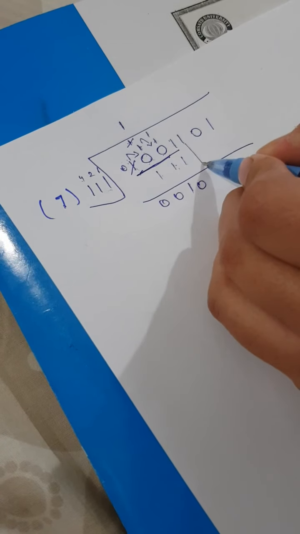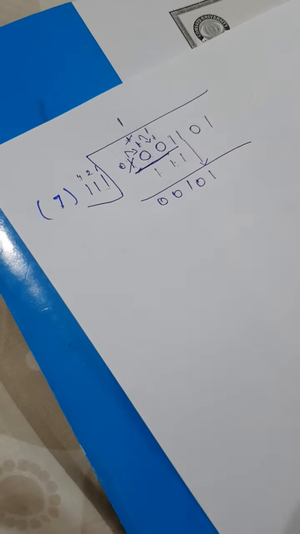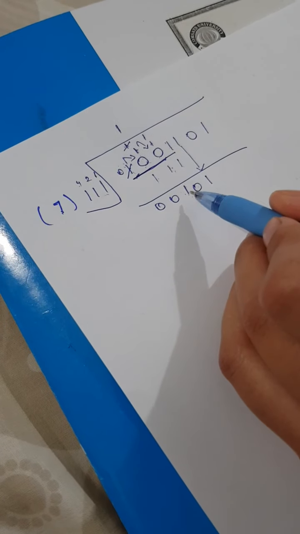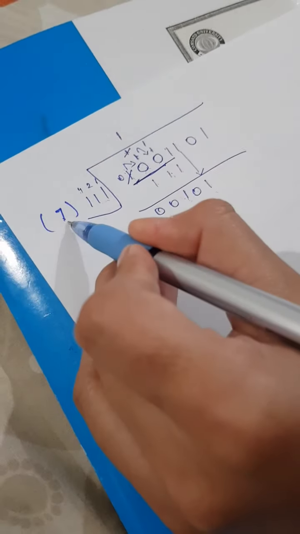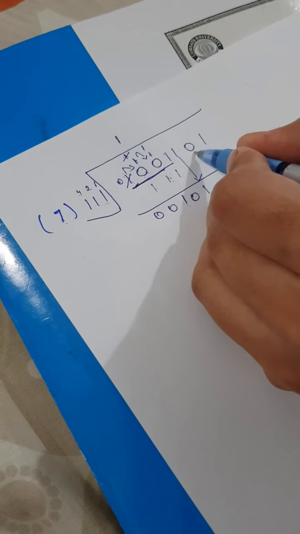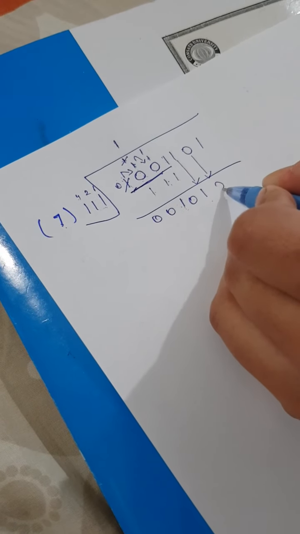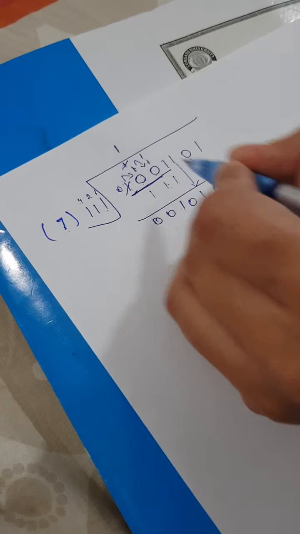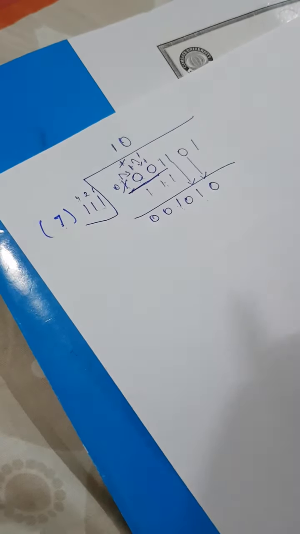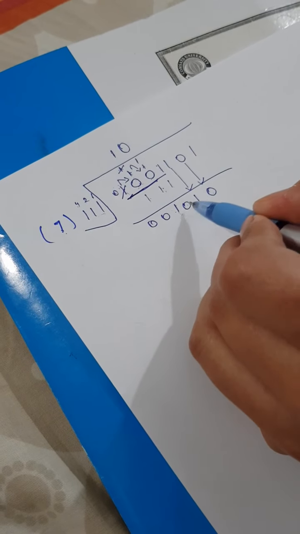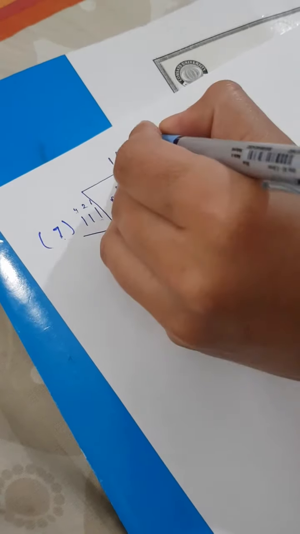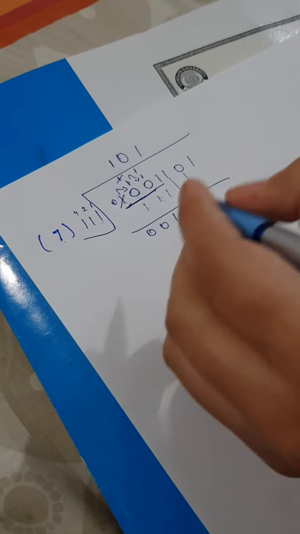Now next number will come down 1. This is 1 0 and 1. 1 2 4. 4 plus 1 is 5. 5 is less than 7, so we cannot divide. We need another bit value, 0. When we need another value, we need to put 0 here. 1 2 4 8. 8 plus 2 is 10. Now it is greater than 7, so now we can divide with it.